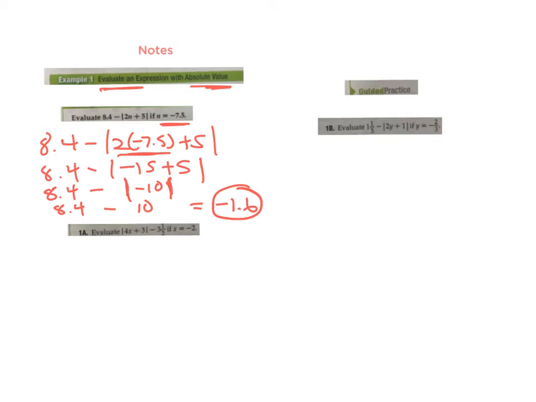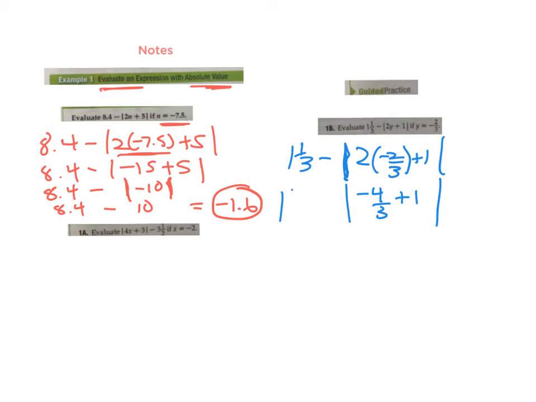All right, let's look at our next example over here, 1b. I'm going to do the exact same thing. So I have 1 1/3 minus the absolute value of 2, and I'm going to substitute in negative 2/3, that's what y equals, plus 1 inside the absolute value signs. So now I can work inside the absolute value. If I do the multiplication, I'm going to get negative 4/3 plus 1. And then I have 1 1/3 here.